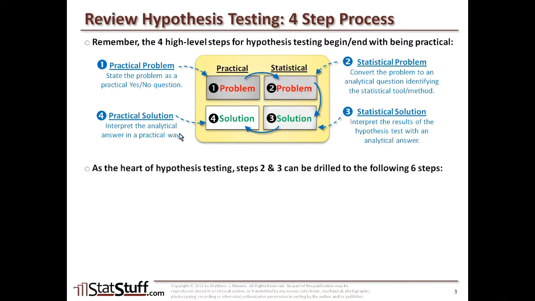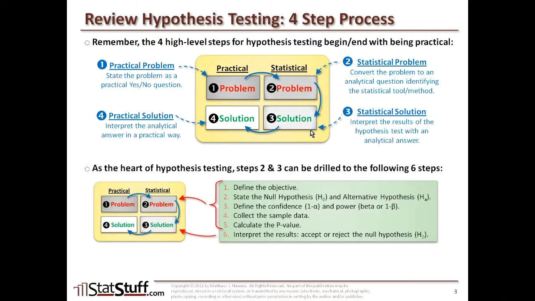And at the heart of doing the hypothesis testing, for steps 2 or 3, that's where we drill down to 6 additional sub-steps in order to figure that out. So it starts off with defining the objective. Then we want to state the null and the alternative hypotheses. Then we define the confidence level and the power levels based off of the alpha and beta risks that were identified. Collect the sample data, and we want to calculate the p-value. All these are part of building this statistical problem. And then once we've done that and run the test, we interpret the results. This is going to be the point where we decide whether we're going to accept or reject the null hypothesis. This is what we'd follow when we want to go through the formal hypothesis testing.